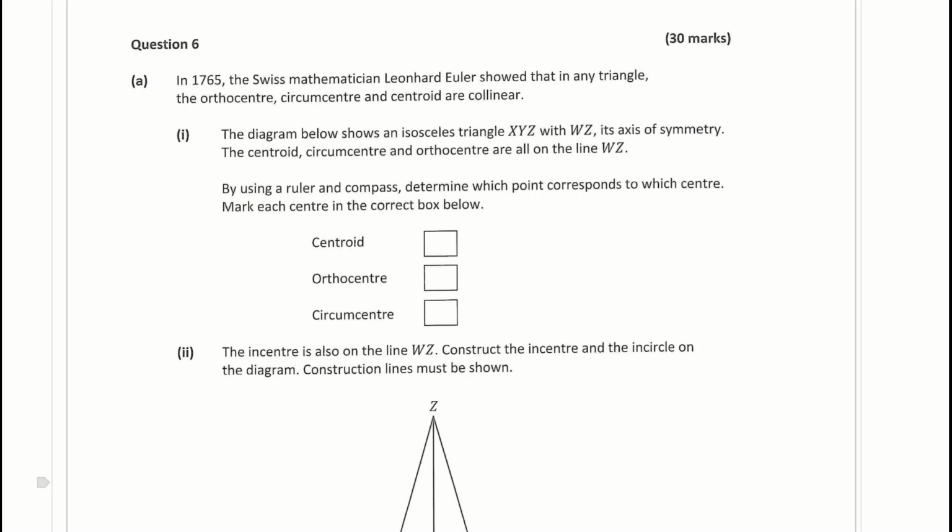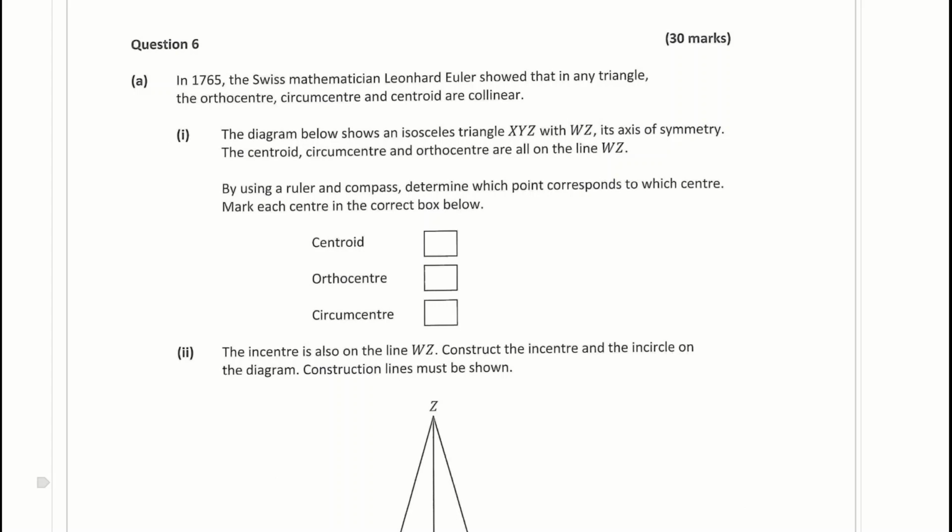Question 6a, part 1 and 2. The diagram below shows an isosceles triangle XYZ with WZ its axis of symmetry. The centroid, circumcenter and orthocenter are all on the line WZ. By using a ruler and compass, determine which point corresponds to which center. Mark each center in the correct box below.